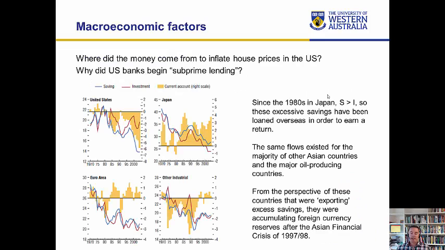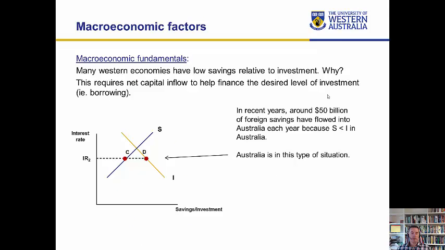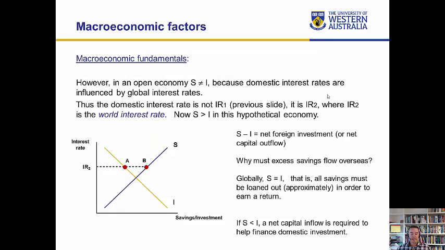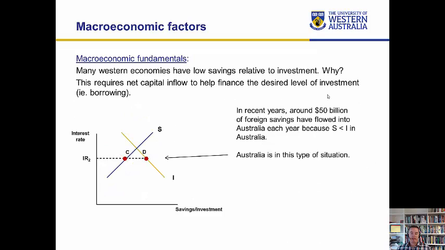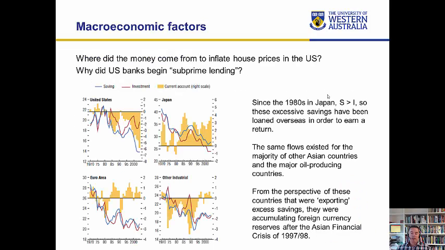Okay, so we continue on with the question, where did the money come from to inflate housing prices in the US? The reason I went through this example and this example was to show that some countries have excess savings, some countries have a deficient level of savings, and that is really the main motivation for money to move between countries, because of simply savings and investment imbalances.